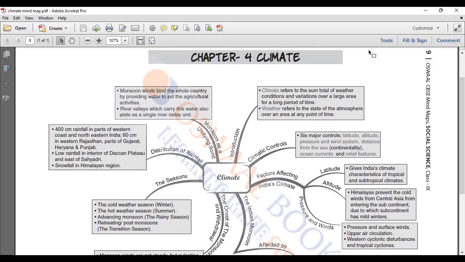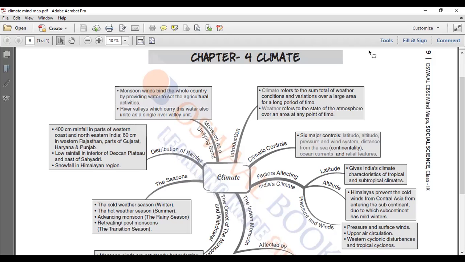If you look at the distribution of rainfall, which is uneven in the country, 400 centimeters of rainfall is there in parts of the western coast and northeastern states, 60 centimeters in western Rajasthan and parts of Gujarat, Haryana, and Punjab. There is low rainfall in the interior of the Deccan Plateau and east of Sahyadri, and there is snowfall in the Himalayan region.